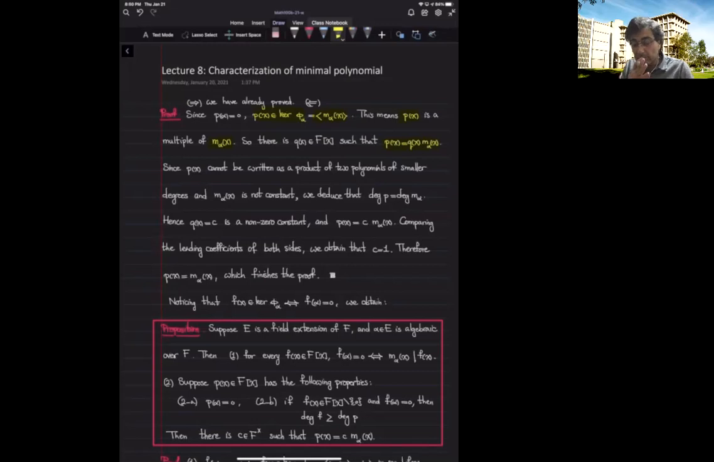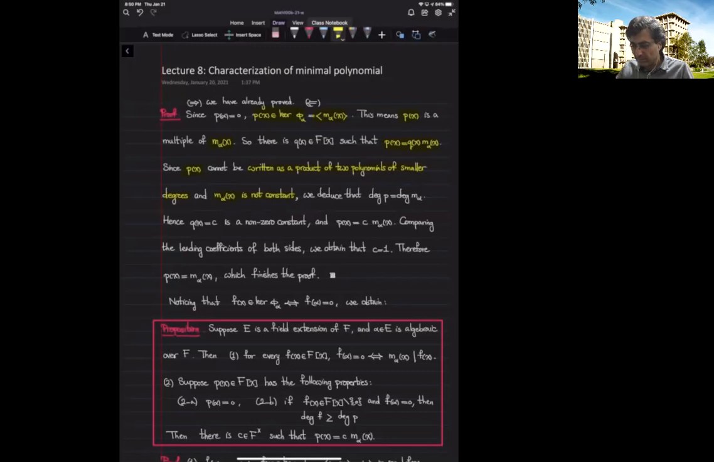Okay, so now let's try to understand. P cannot be written as a product of two polynomials of a smaller degree, and M sub alpha is not constant. So this means, on one hand, the degree of P is at least the degree of M alpha. On the other hand, the degree of P cannot be more than the degree of M alpha.